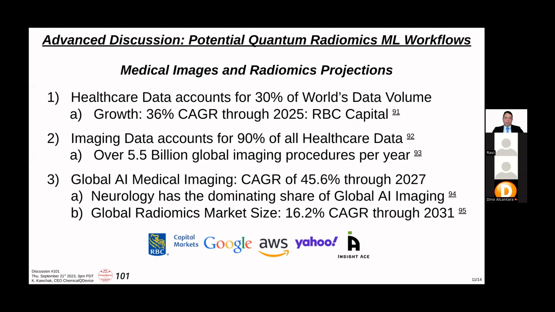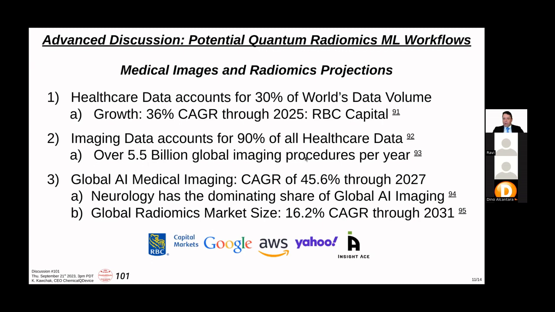And then, just to wrap this up, this is a huge industry. If you took all of the world's data, 30% of it is healthcare. And it's growing at a compound annual growth rate of 36% through 2025. This is by RBC Capital. Now, imaging data accounts for 90% of healthcare data by volume. So medical images are 9 out of every 10 by volume of healthcare data. It takes up a lot of room, and we're talking sometimes gigabytes and these types of things.